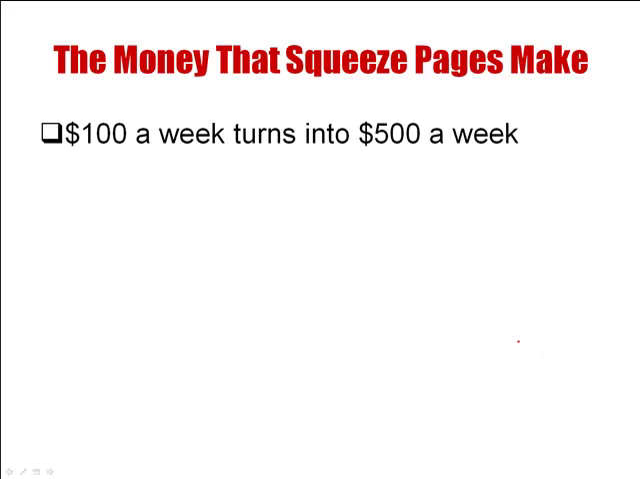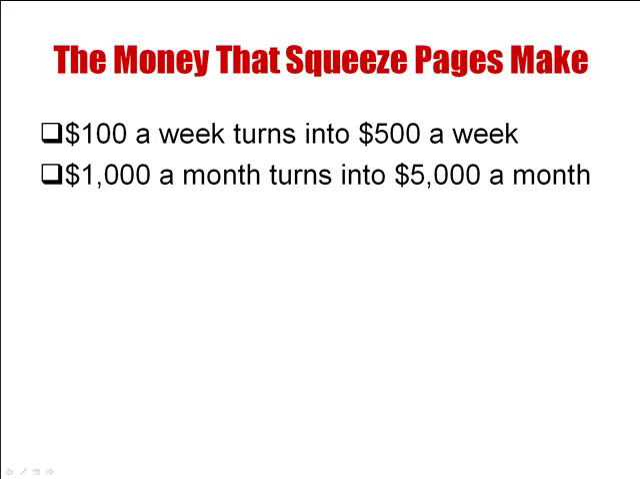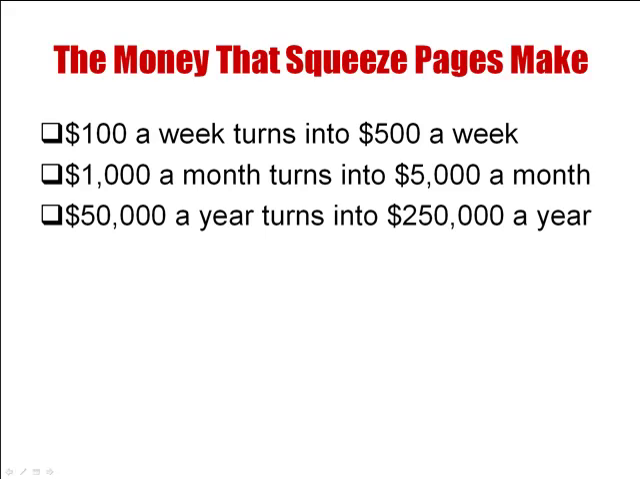So what does that mean to you in hard dollars? It means that if you're running a business and you don't have a squeeze page and you're making $100 a week, then you may be able to turn it into $500 a week. If you have a business that's running at about $1,000 a month and you don't have a squeeze page, you have a chance of turning it into $5,000 a month. Same, $50,000 a year turns into $250,000 a year if you go from 1% to 5%.